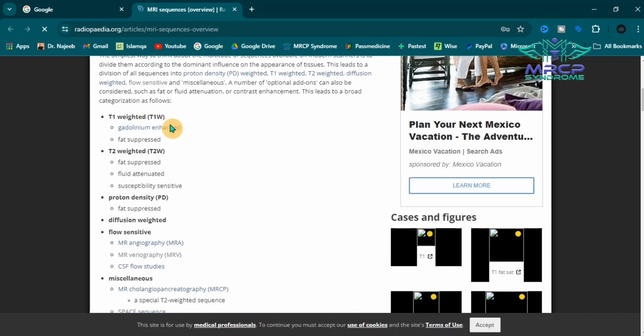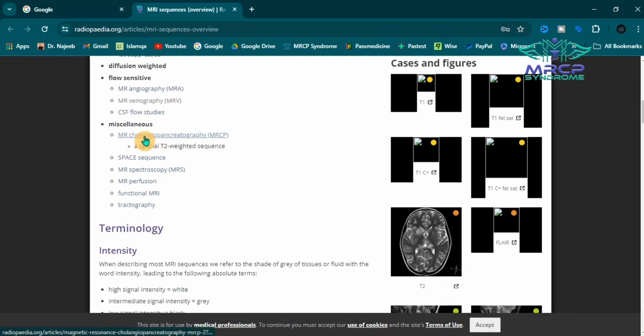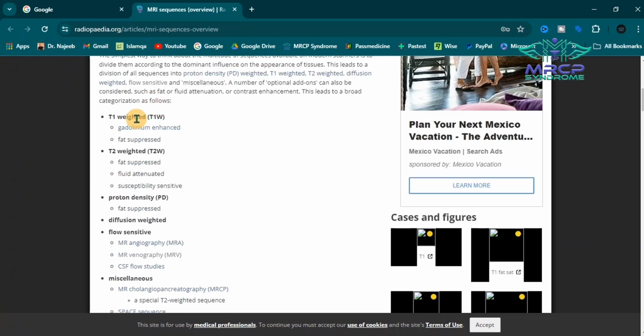So the T1 weighted image can be further subdivided into gadolinium enhanced, fat suppressed. Gadolinium enhanced is commonly done in case of T1 weighted image, and fat suppressed is done both in T1 as well as T2. And there are some others like proton density, DWI, flow sensitive, as well as the MR cholangiopancreatography. But just go through the T1 weighted, T2 weighted, and the FLAIR image.